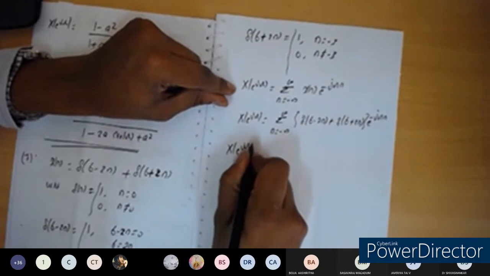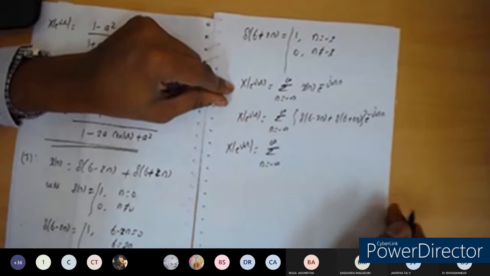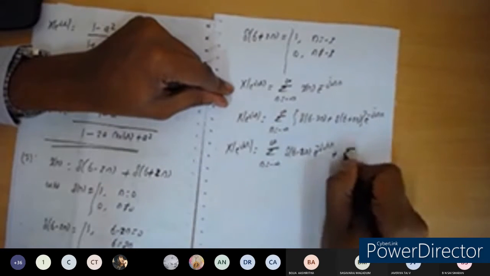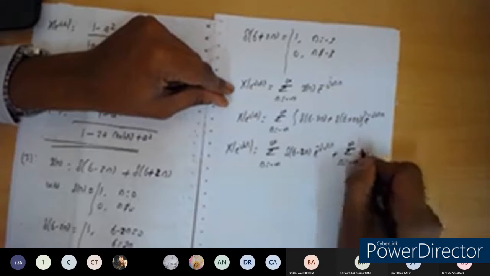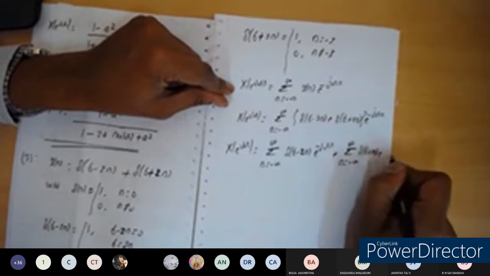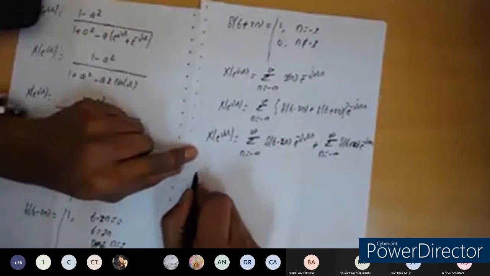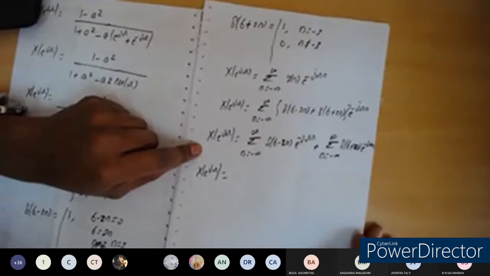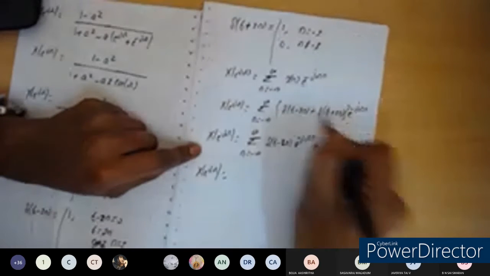Let us split the summation for these two terms. So X of e to the power of j omega is equal to the summation n equal to minus infinity to plus infinity of delta of 6 minus 2n into e to the power of minus j omega n, plus another summation, by applying the linearity property, of delta of 6 plus 2n into e to the power of minus j omega n. We already saw the linearity property in the Fourier series. The Fourier transform, Fourier series and Z transform all satisfy the linearity property, and here also it is going to be satisfied. We'll see the properties later.